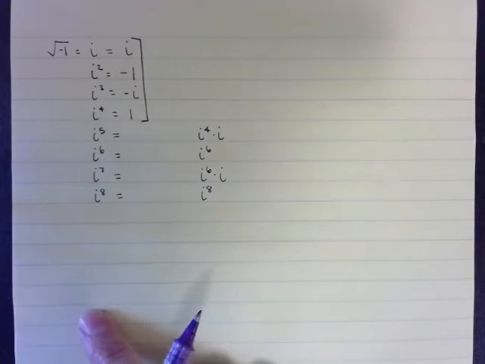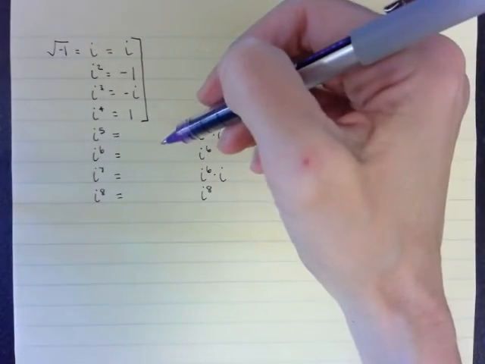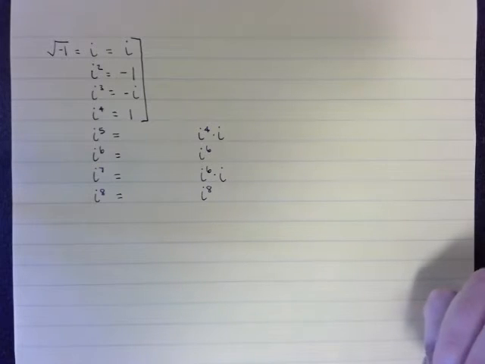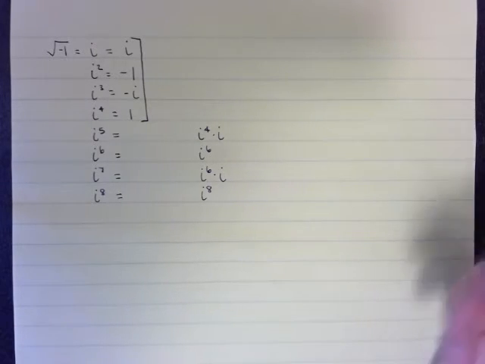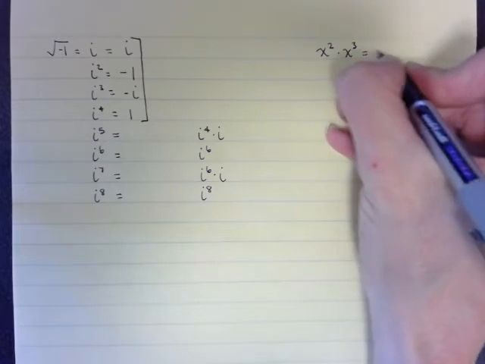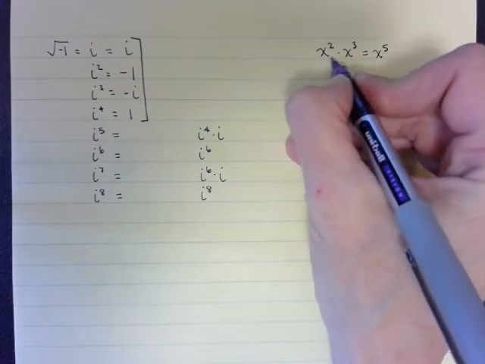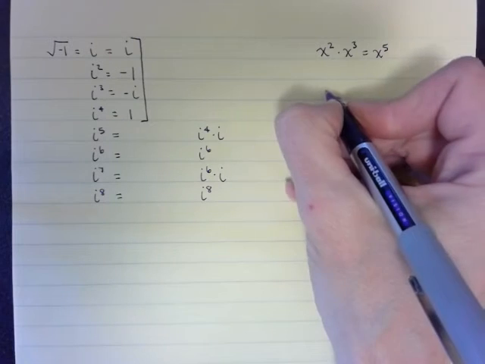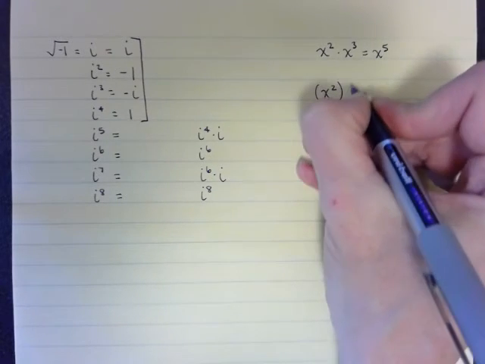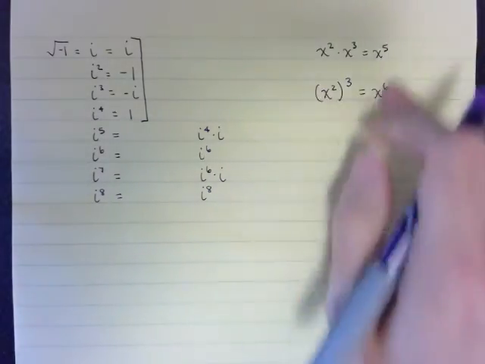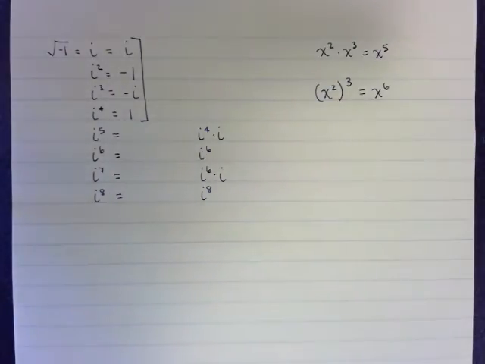But how can we use this information here to come up with any exponent's answer, or the result for any exponent on i? So let's remember our exponent rules. x squared times x to the third equals x to the fifth. So if I'm multiplying the same base number with different exponents, I add the exponents. However, if I take x squared and take it to the third power, I have x to the sixth. Do you remember that? So these are two basic rules that we have to know in order to do this investigation.